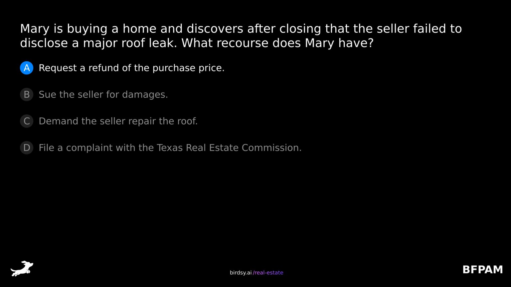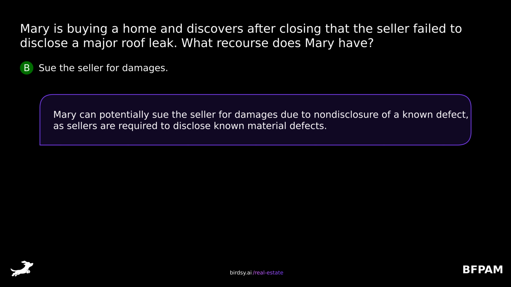Is it A, request a refund of the purchase price, B, sue the seller for damages, C, demand the seller repair the roof, or D, file a complaint with the Texas Real Estate Commission? The answer is B, sue the seller for damages. Mary can potentially sue the seller for damages due to non-disclosure of a known defect, as sellers are required to disclose known material defects.